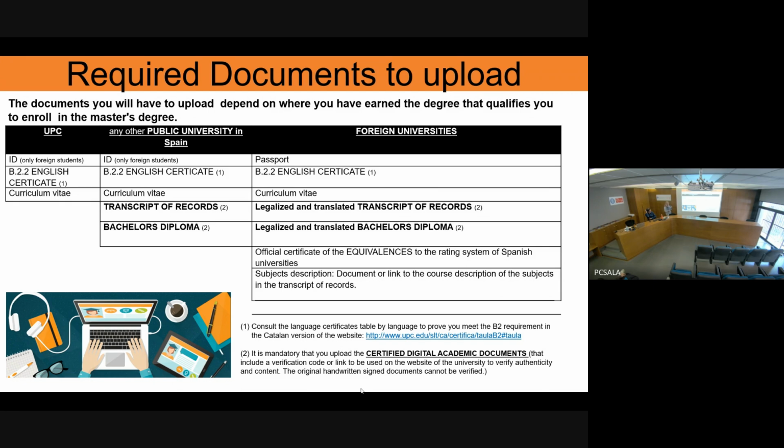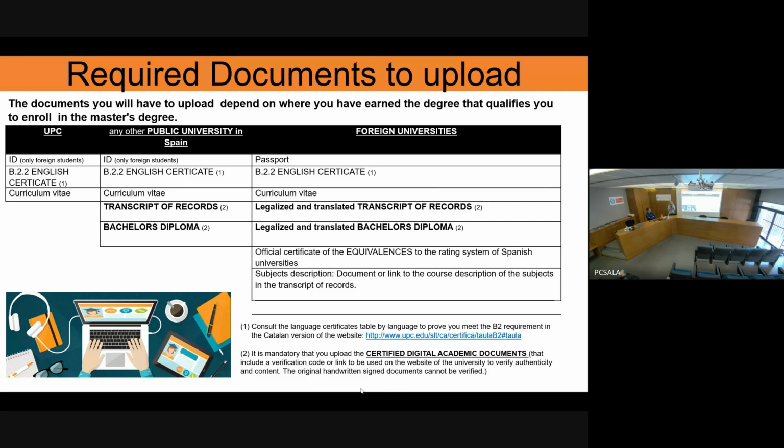And then it's very useful for the admission committee, depending on which university you come from, to have the official equivalences of the rating systems, and also a link that they can access to the syllabus of the bachelor degree, so they can also see exactly what your background is. This is very important. And all these documents need to have some kind of verification, so they need to have a digital signature so we can prove that they are correct.